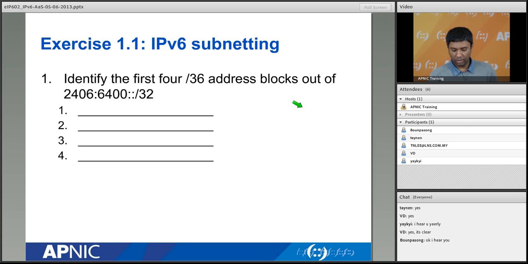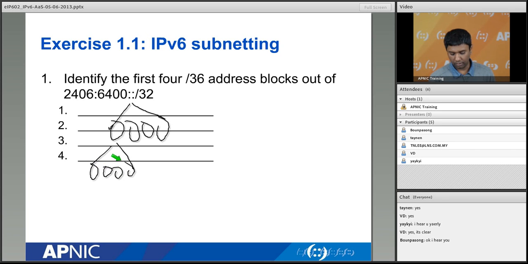In this example we have /32, so those 4 bits are actually on the 3rd block. On the 3rd block we have 4 hexadecimal digits, and in each hexadecimal digit we have 4 binary bits, right? So we take those 4 binary bits and do the subnets.